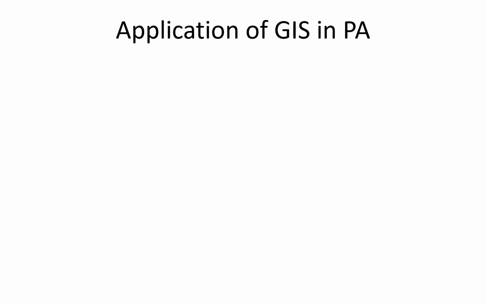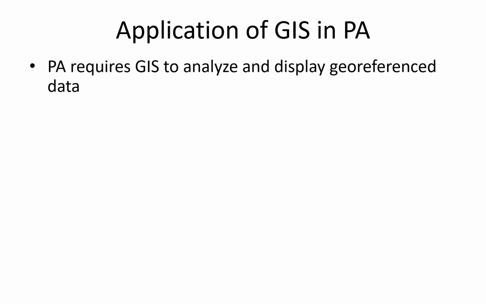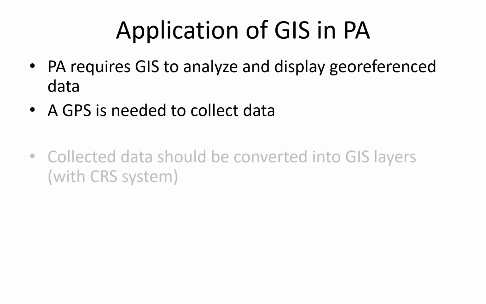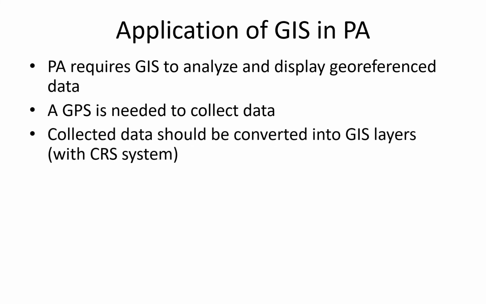Now, how does GIS work in precision ag? Here we are saying that precision agriculture requires GIS to analyze and display georeferenced data. So a GPS would be needed to collect the data, and this collected data needs to be converted into GIS layers with the appropriate coordinate reference system, whether it is a UTM or a WGS 84 system.